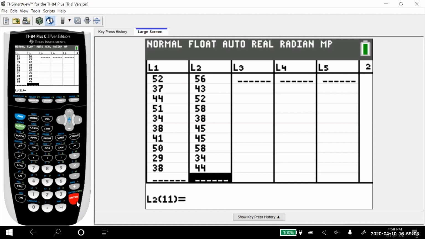What I'm going to do is let the calculator do it. These are easy enough numbers that you could have subtracted them yourself, but let me show you how to get the calculator to do it in case these were worse numbers. We would probably want to do that. So I'm going to arrow over.